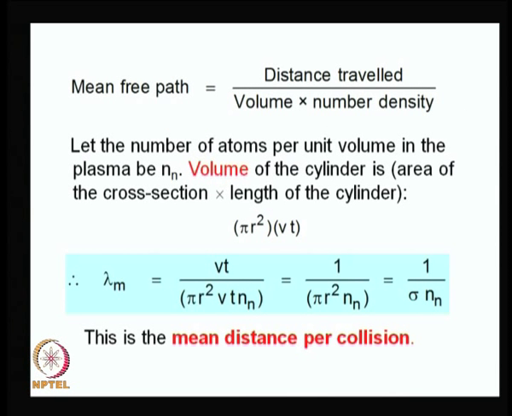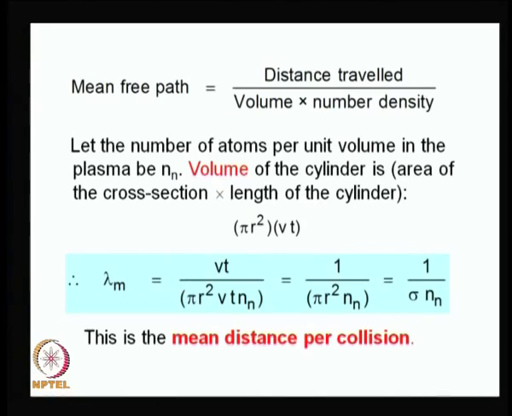Mean free path is distance travelled divided by volume times number density. Distance travelled is simply Vt. You can see it in the expression of lambda m: Vt, and volume is pi R square multiplied by the length Vt, and number density is Nn. We have denoted it by Nn, the number of atoms per unit volume in the plasma. So, Vt and Vt cross out and we get lambda m as 1 upon pi R square Nn, or 1 upon sigma Nn. So, this is nothing but the mean distance per collision.